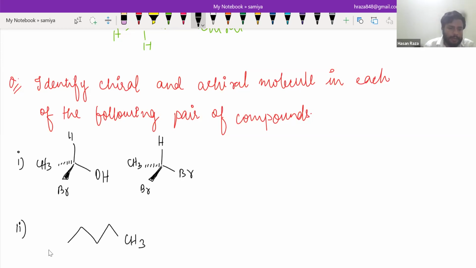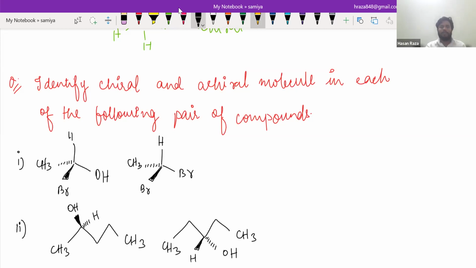The second question. This is CH3, this is also CH3. This is OH, and this is OH. In the second part, this is CH3, this is CH3, hydrogen and OH. You have to choose from these 1 and 2 which one is chiral and which is achiral. Please choose.